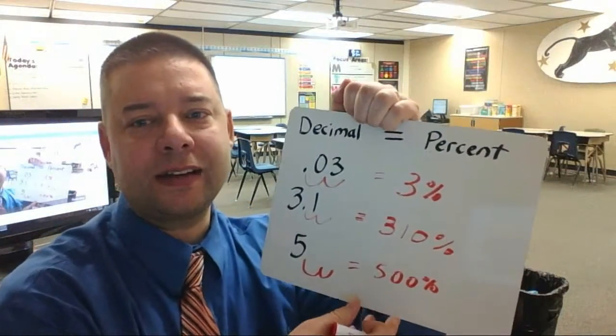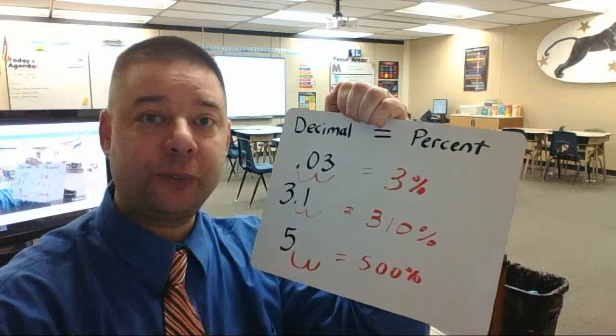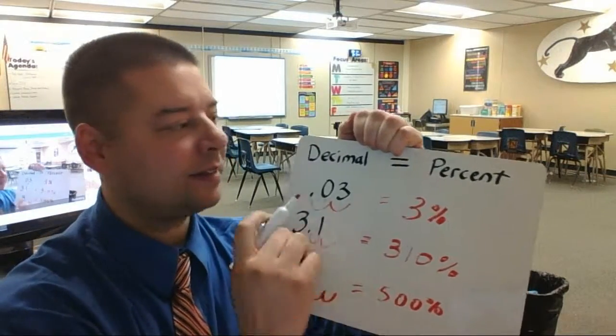Okay, so that's converting a decimal to a percent. So here, 2 spaces to the right. It's just opposite if I'm going percent to a decimal. Alright, so I think that's not too bad, right?